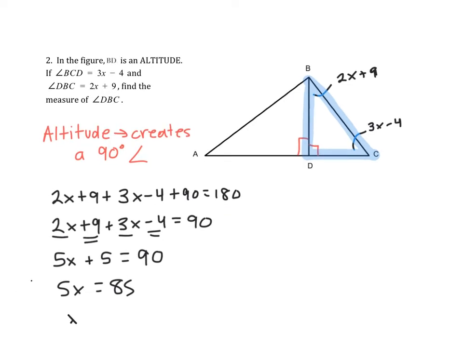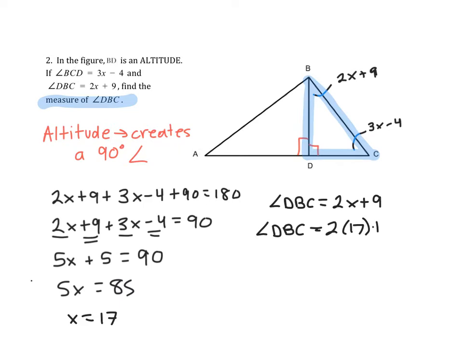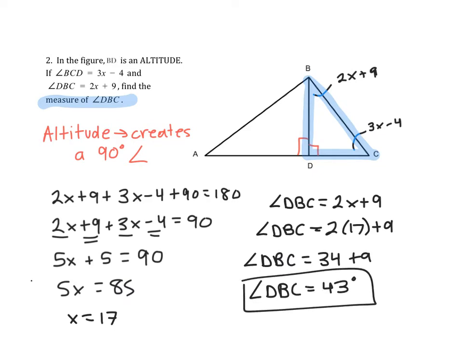So we get x equals 17, but remember they don't want us to find x, they would like us to find the measure of angle DBC. We know that angle DBC is equal to 2x plus 9, so we're going to do a little substitution. We know that x is equal to 17. Now we just need to simplify. 34 plus 9, so angle DBC is going to equal 43. And then we'll put degrees because it is an angle.